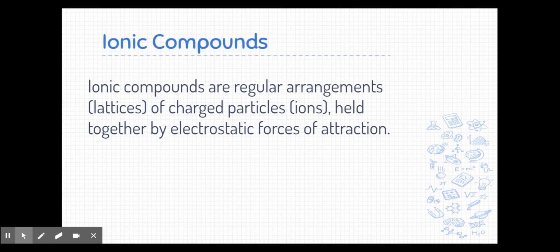An ionic compound is some sort of regular arrangement, often referred to as a lattice, of charged particles. Charged particles in chemistry that we're interested in right now are ions that are held together by an electrostatic force of attraction. Think back to an earlier science course where you learned about static electricity. The electrostatic force of attraction is just the force which holds together, attracts, oppositely charged particles. So a positively charged ion and a negatively charged ion.